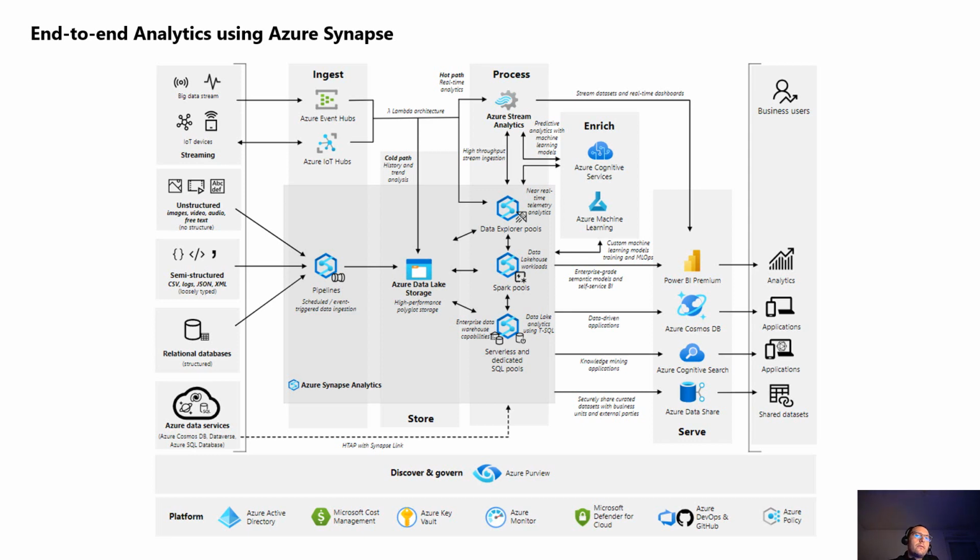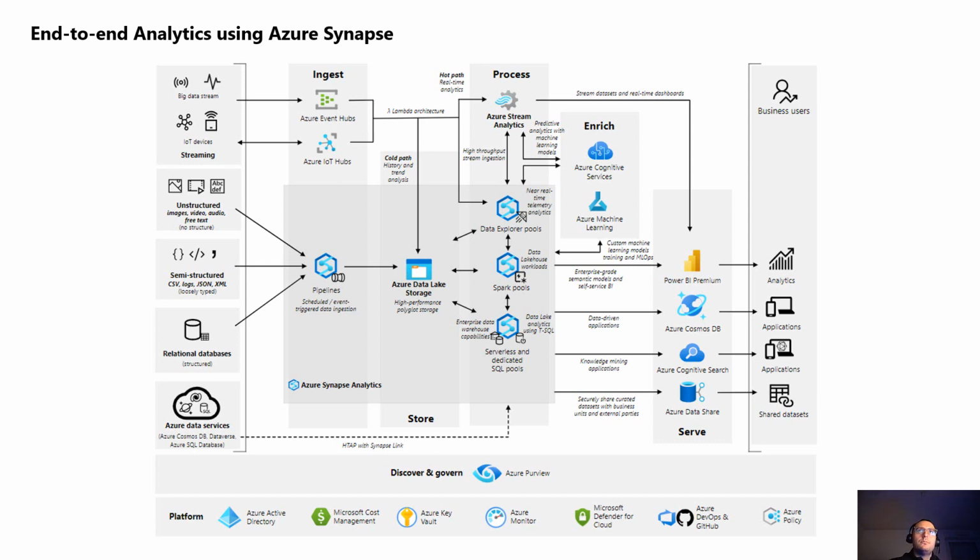This feature can be implemented in the cold path of the Lambda architecture pattern, and allows you to perform historical and trend analysis on the stream data saved into your data lake using the SQL serverless query or a Spark notebook.